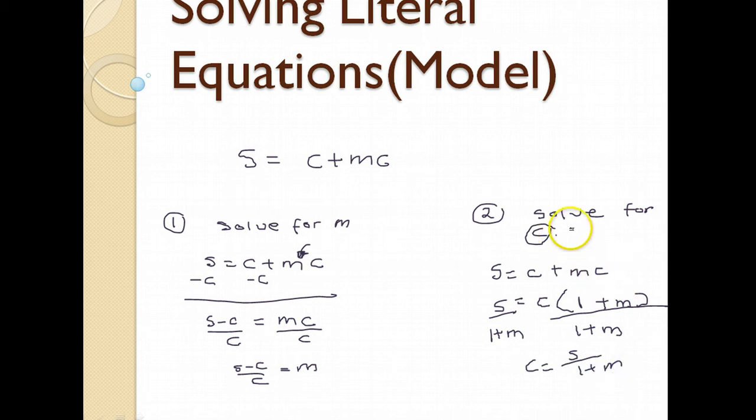So again, you figure out where your king is. If you have to put your king together by combining like terms or factoring, since these don't have numbers, c and mc, you cannot really combine. So if you factor it, it will tell you that it's c times 1 plus m, and then divide it out and get c by itself.